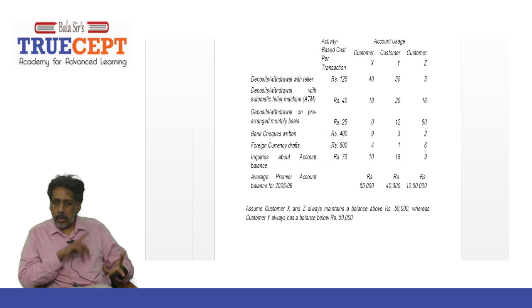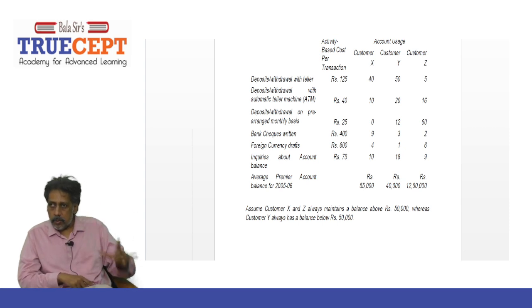So, basically they have given the cost driver rates. What you learn in ABC, they have given the cost driver rates, or the cost incurred by the bank in providing these services for one transaction. That's given. Also given is the number of transactions, the number of services rendered by the bank to these customers.